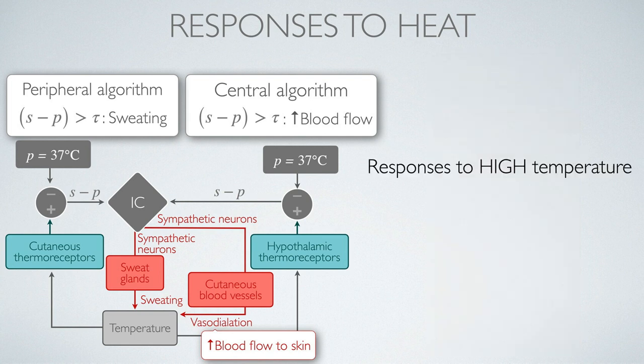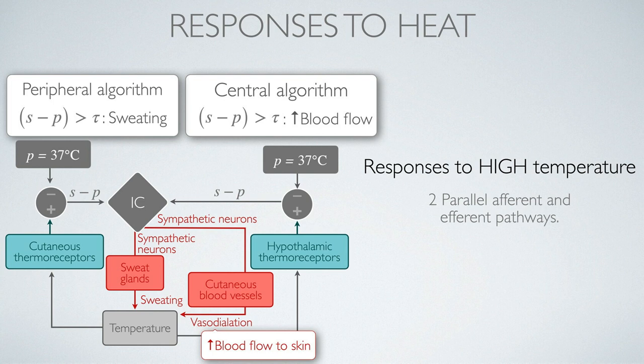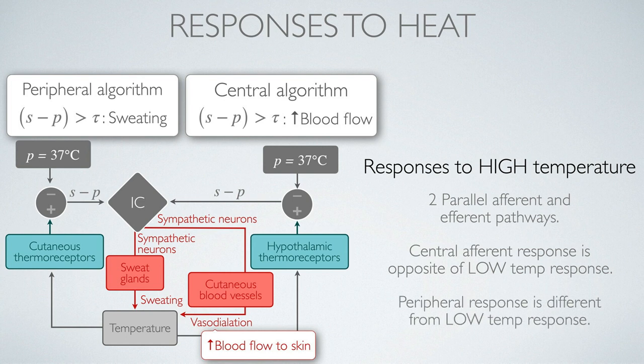So in response to high temperature, we again have two parallel pathways, both afferent and efferent pathways. The central afferent response is the opposite of the low temperature response. Okay, we had the same components on the central side for both high and low temperature, whereas the peripheral response is different. We had shivering in the case of low temperature. Here we have, in response to high temperature, sweating.